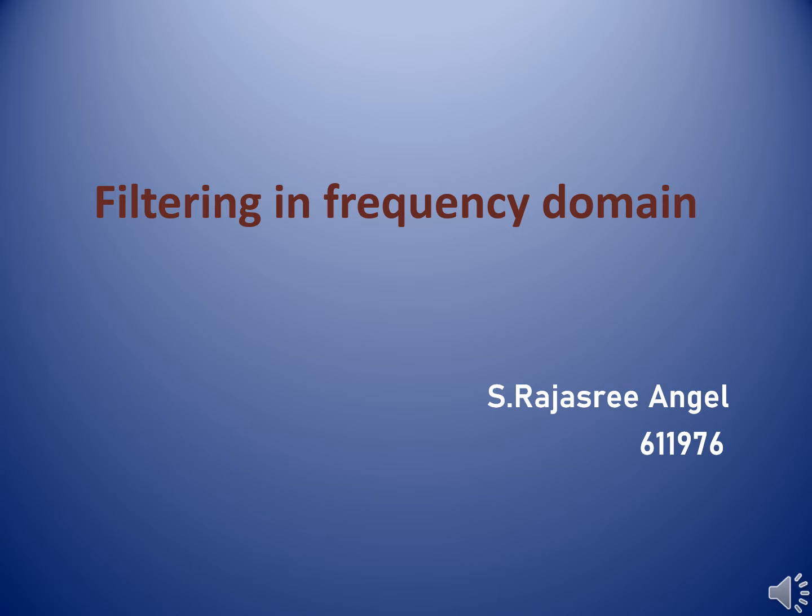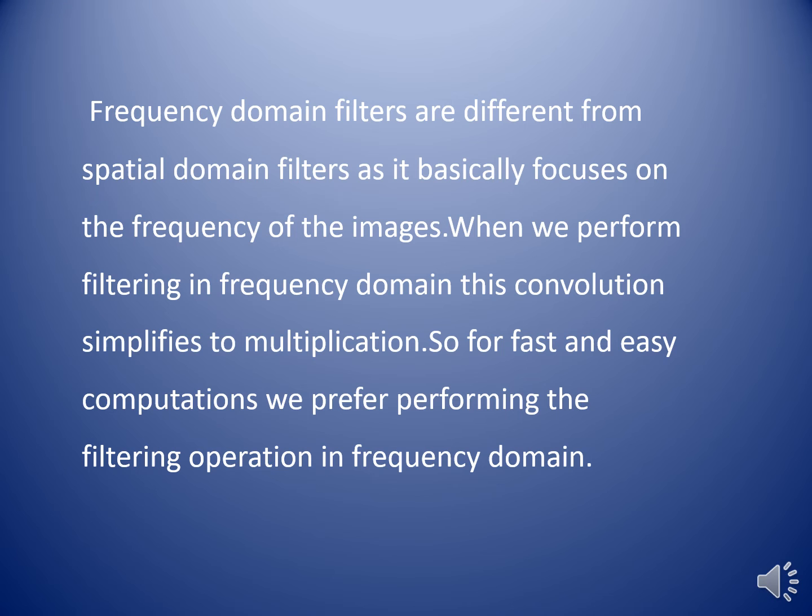Now let's see how filtering in frequency domain is done. Generally, frequency domain filters are different from spatial domain filters as they basically focus on the frequency of the images. It involves a convolution operation, but when we perform filtering in the frequency domain, it simplifies to multiplication. Therefore, for fast and easy computations, we prefer performing the filtering operation in the frequency domain.